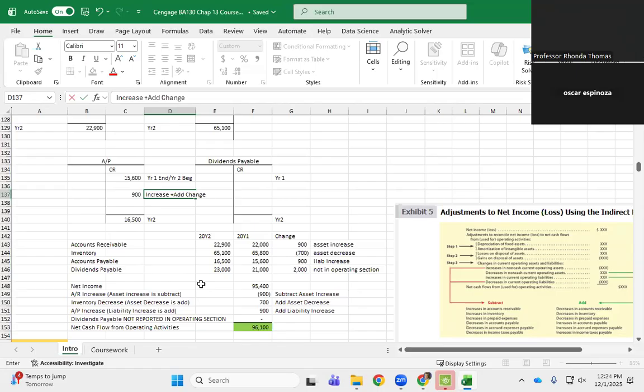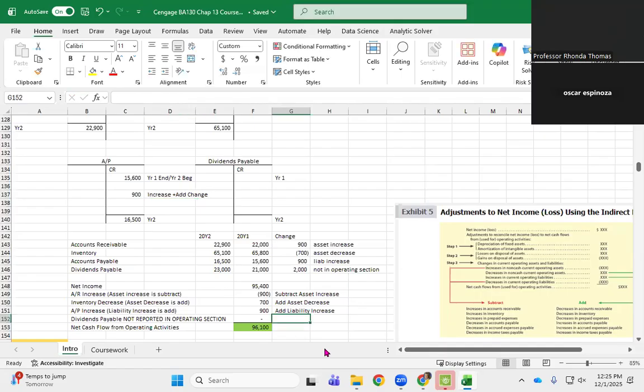So dividends payable not reported in operating section. We would actually have to account for dividends that we paid out in the financing section. Okay, and I'll put that beside there. That's why there's a 0 there. You don't, that's not part of that recipe.